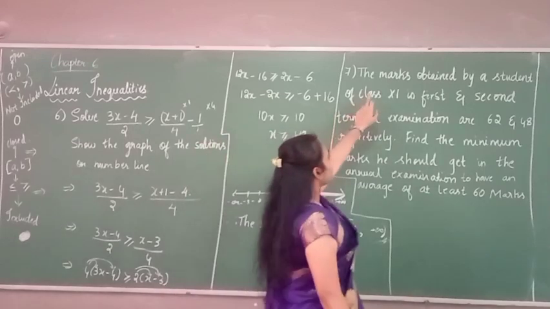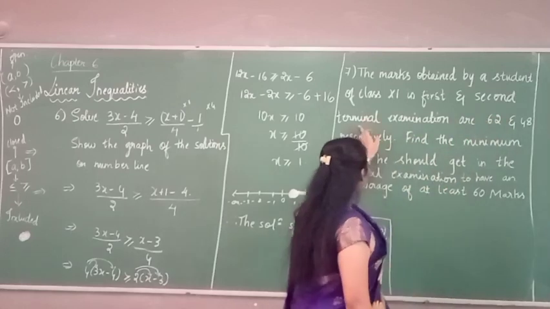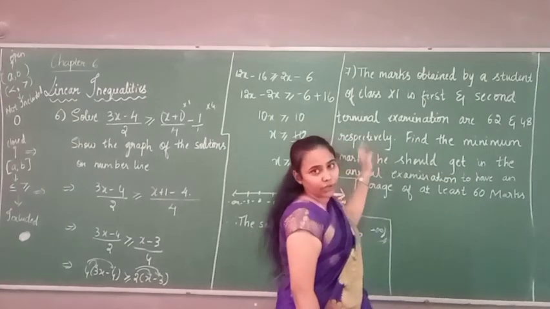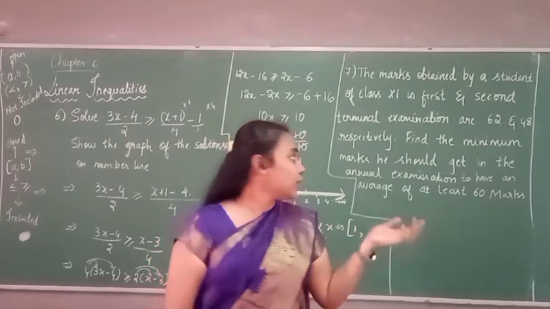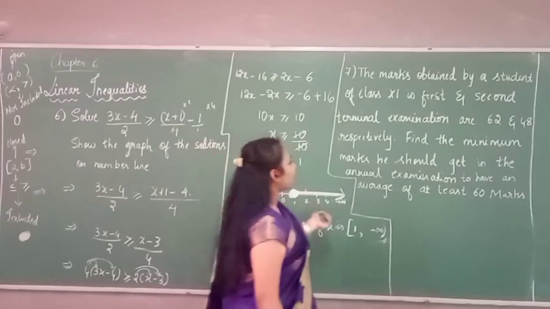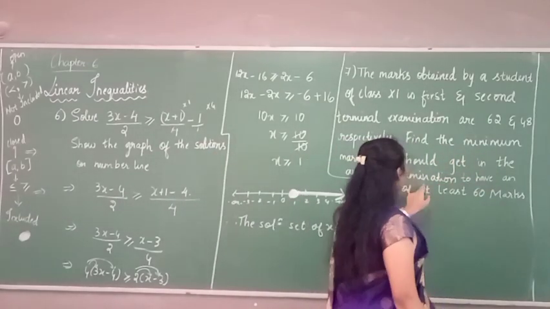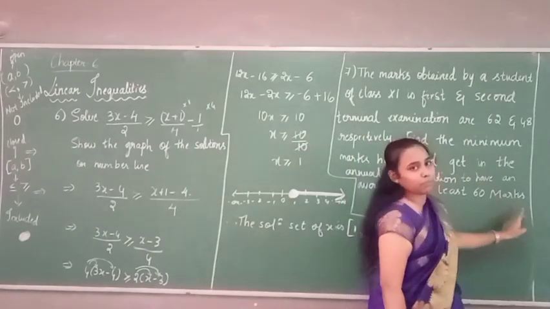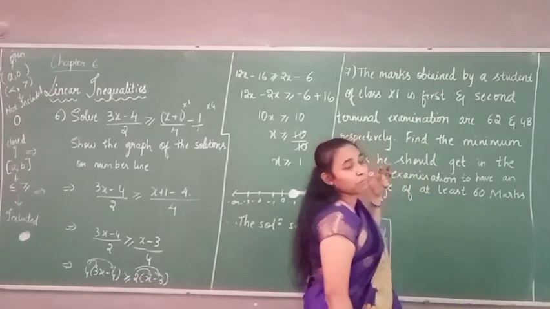Fine. So here the marks obtained by a student of class 11th in first and second annual terminal examinations are 62 and 48 respectively. So they have already given the marks he has scored for the first term and the second term. So the first one is 62 and the second one is 48. So what they have asked is, find the minimum marks he should get in the annual examination to have an average of at least 60 marks.